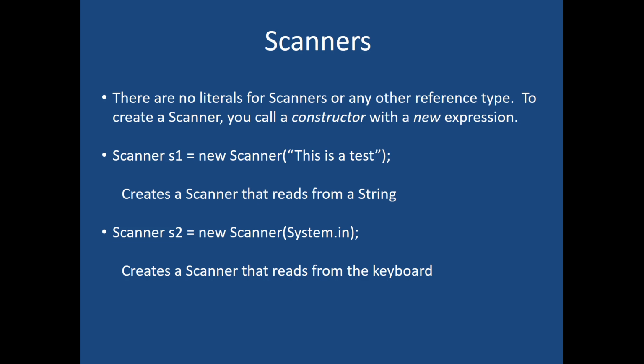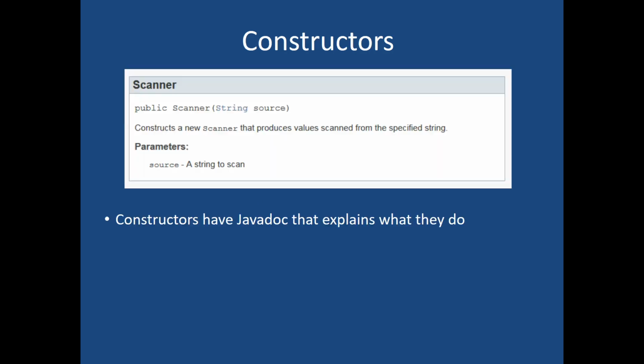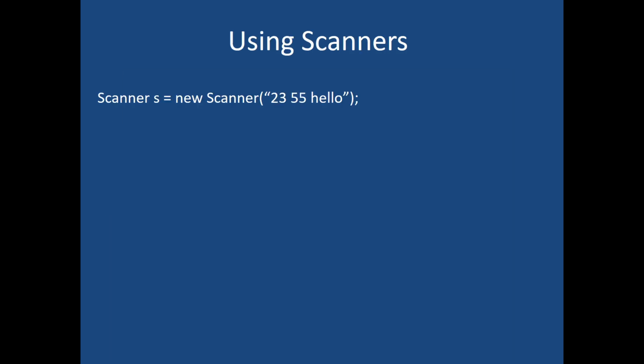So constructors are needed to create objects except for strings. Strings you can just say double quote. Okay, so let's look at how you use scanners. I'm creating a scanner that's going to read its text from that string right there.